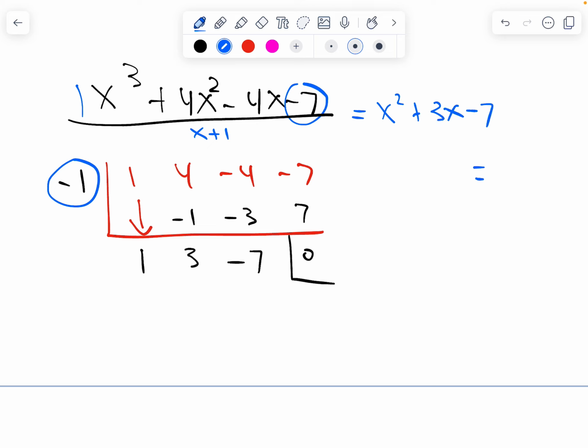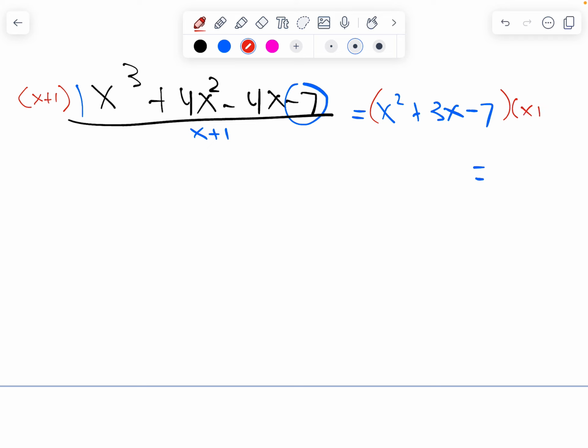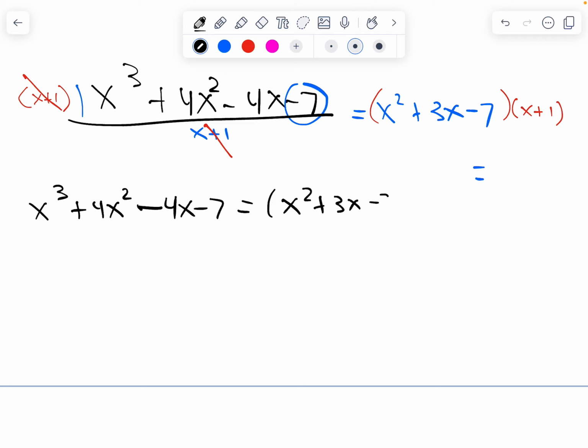Now, let me erase this. And let's see how we can use that to further factor our polynomial. If I multiply this side by x plus 1, and I multiply this side by x plus 1, then those cancel out, and now I know that this polynomial can be expressed as x squared plus 3x minus 7 times x plus 1. So we've already gotten it a little bit factored.